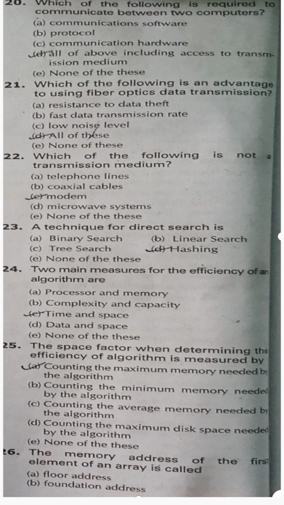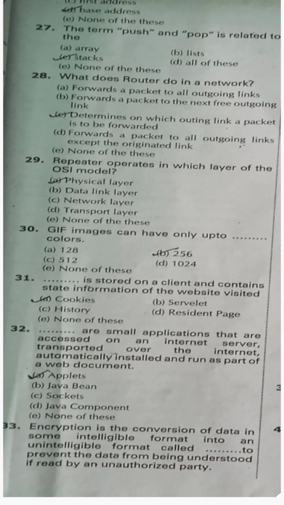22. Which of the following is not a transmission medium? C. Modem. 23. A technique for direct search is D. Hashing. 24. Two main measures for the efficiency of an algorithm are C. Time and space. 25. The space factor when determining the efficiency of algorithm is measured by A. Counting the maximum memory needed by the algorithm. 26. The memory address of the first element of an array is called D. Base address.